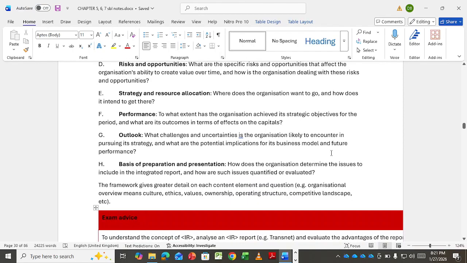And lastly, the basis of presentation. What are you basing on as you're trying to prepare these reports for the users, so that they can be easily guided on what they are trying to read.